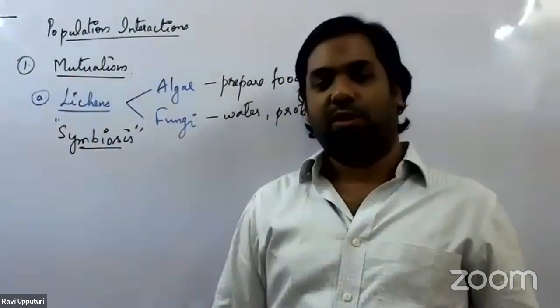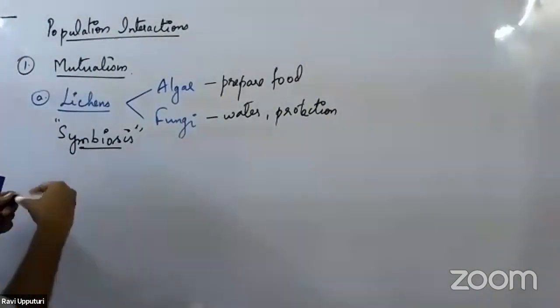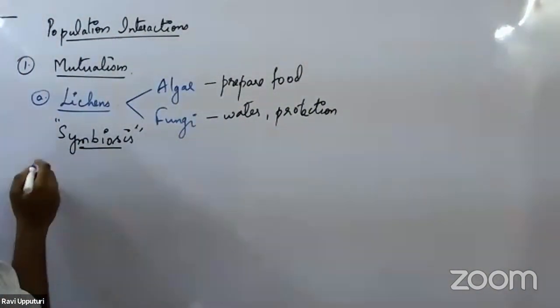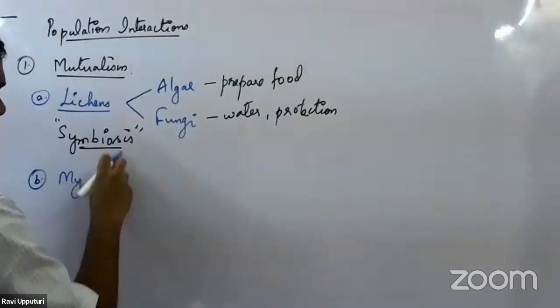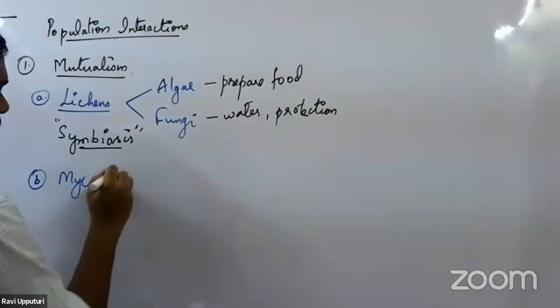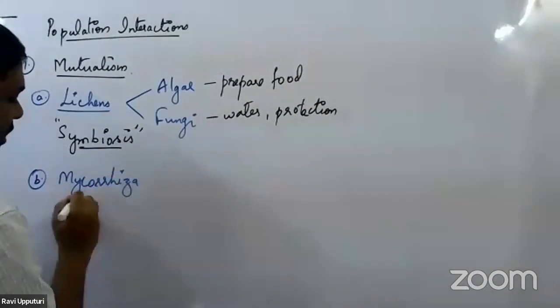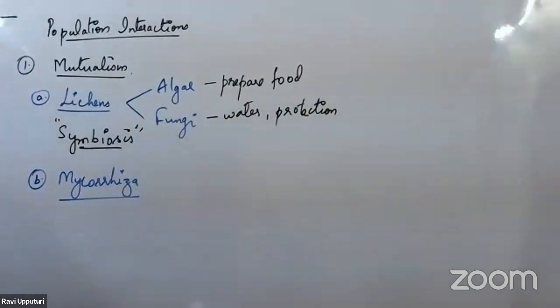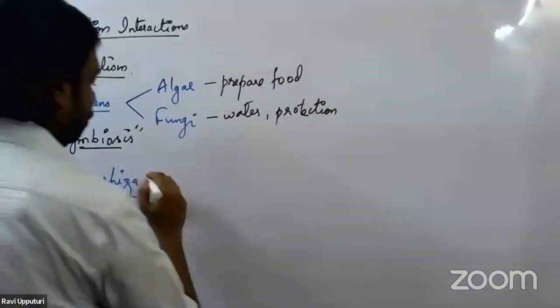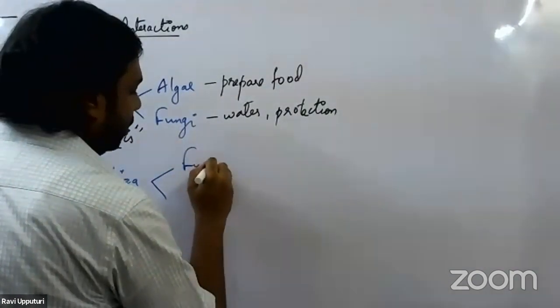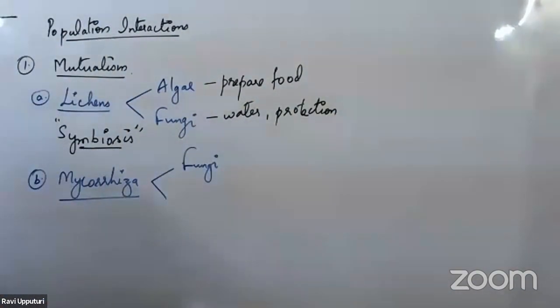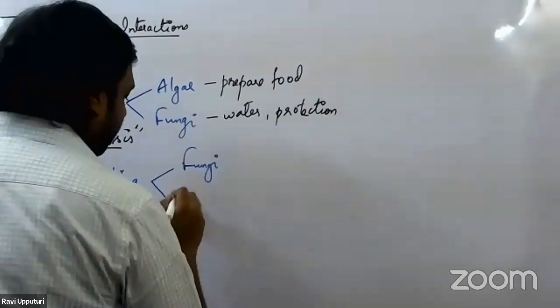That is the first example we can take. The second example we can take for mutualism is mycorrhiza, or mycorrhizae. I hope you would have studied about mycorrhiza or mycorrhizae. Mycorrhiza is an association between two different organisms again. One is the fungi, and the second interacting species here is the roots of higher plants.